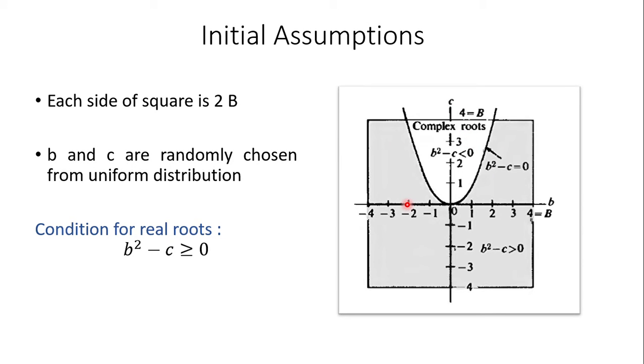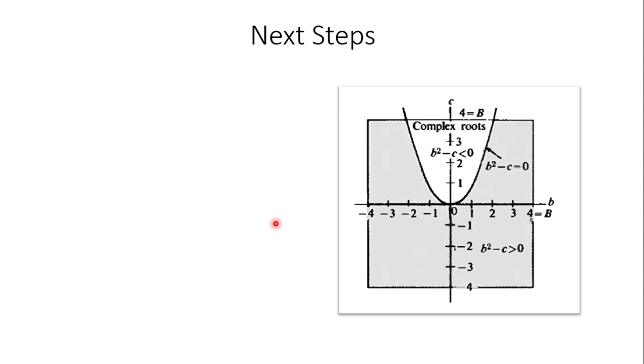Now, as the equation is x square plus 2bx plus c, the condition for real roots is that b square minus c should be greater than or equal to 0. If b square minus c is less than 0, then we will have complex roots. The next step is to draw a parabola based on that condition. So let's draw a parabola.